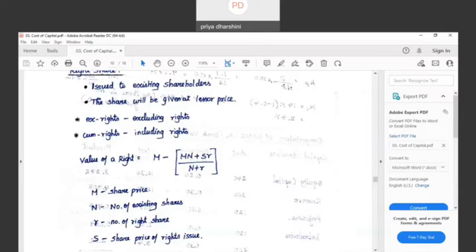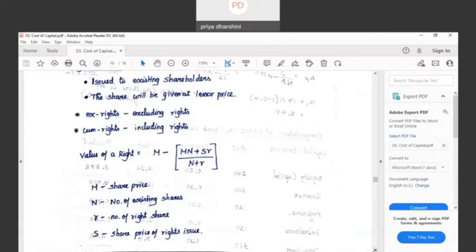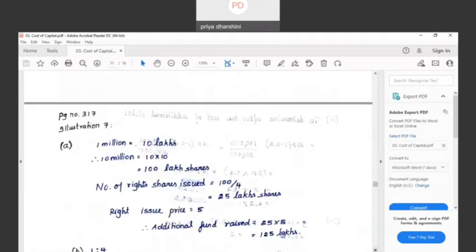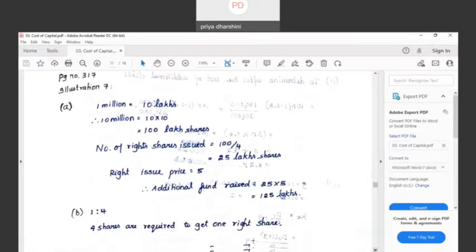How are we going to value such right? It is measured as, this is just the formula. You need not remember this formula. I will tell you the logic. M minus (Mn plus SR) divided by (N plus R), where M is the share price, N is the number of existing shares, S is the share price of rights issue, R is the number of right shares, divided by N plus R. This is just the formula. You need not remember this formula. I will tell you the logic from illustration 20.